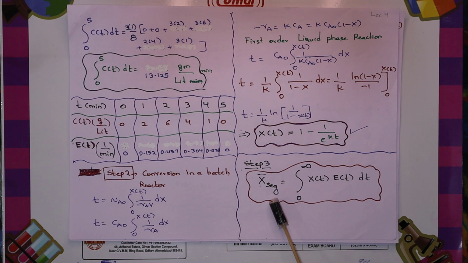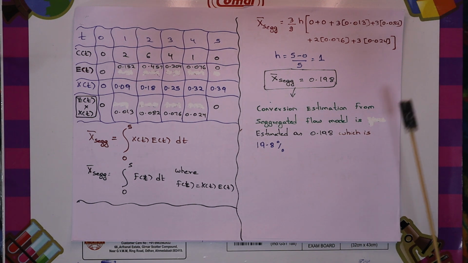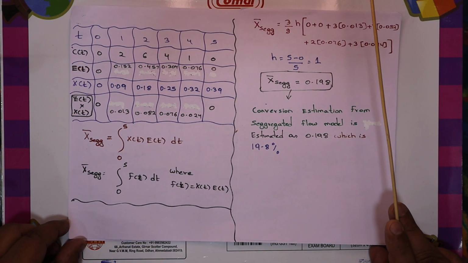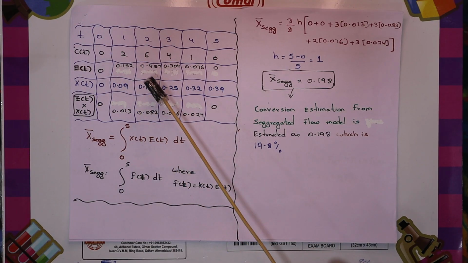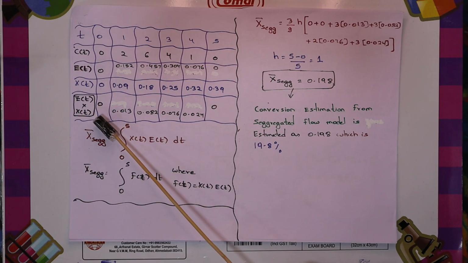Then I have to apply this formula, that is, conversion in the non-ideal CSTR using the segregated flow model is the integral from 0 to infinity of X of t into E of t dt. I know X of t, I know E of t. If I substitute different times here, that is time equal to 0, 1, 2, 3, 4, 5, I get the different X of t values. Now I have to multiply E of t into X of t, because the function is X of t into E of t. Okay, so now I got most of the informations: time information, C of t information, E of t information, X of t information, and X of t into E of t information.